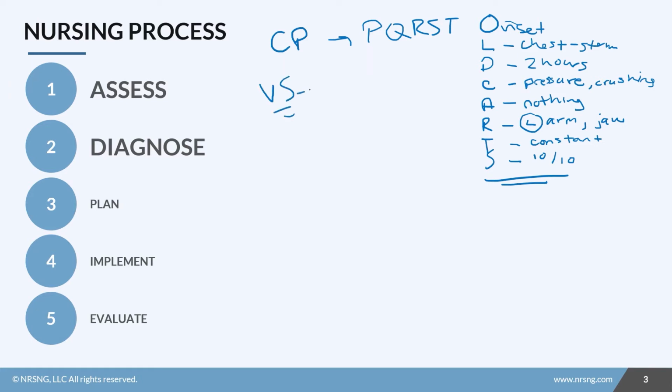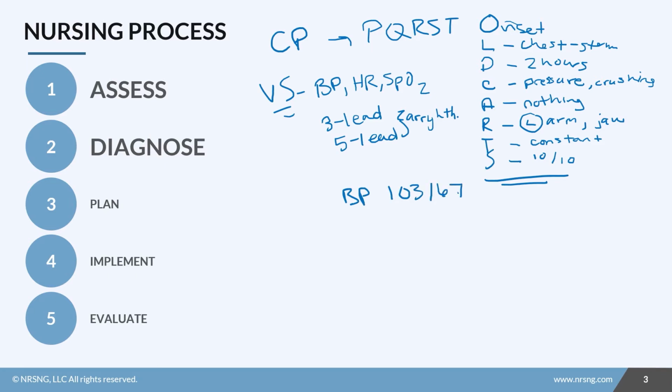So at this point, we also need to get a set of vital signs. That's part of our assessment. Specifically, we want to get blood pressure, heart rate, and pulse oximetry or SpO2. It's going to give us lots of information. If your patient's on a monitored unit, you could also put them on a 3-lead or a 5-lead EKG if you want. You can immediately see if there's any arrhythmias just by putting them on that quick monitor, okay? So let's say here's your information. So your patient's blood pressure is 103/67, their heart rate is 142, and their SATs are 93%.